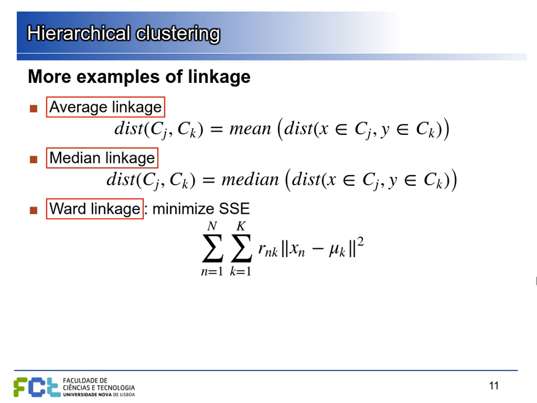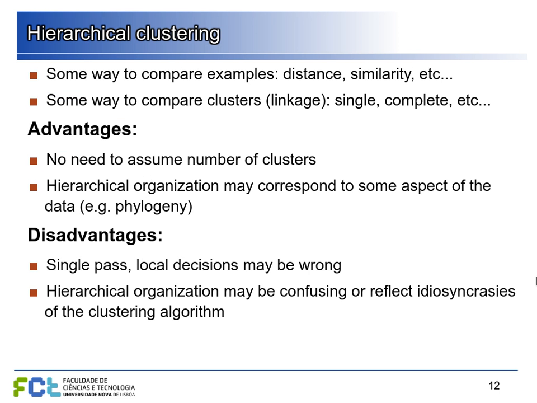We can take all the distances and compute the average, the mean, or the median, or we can try to minimize the sum of square errors. So this function is for all the points that belong to a cluster, we add the squared distance between the points and the cluster. And then we do that for all the clusters. And we may want to group clusters together in order to minimize this value. So group things together that make the sum of the squared distances inside each cluster as small as possible.